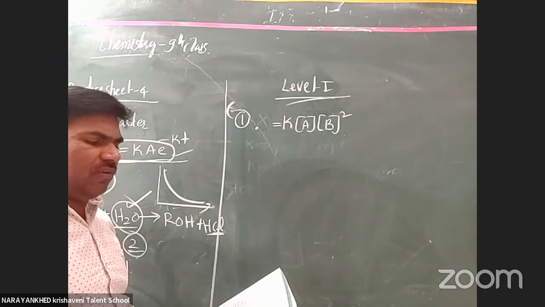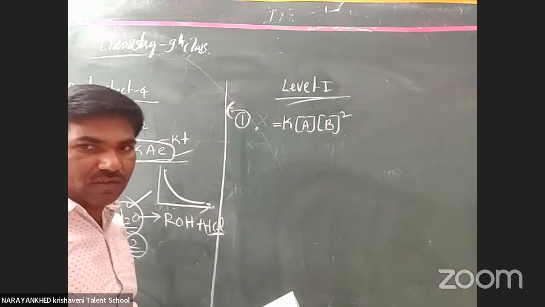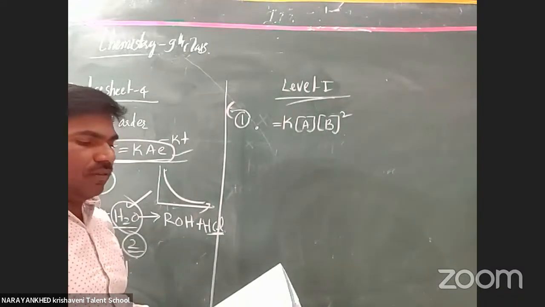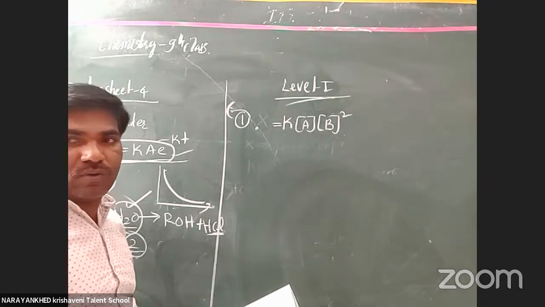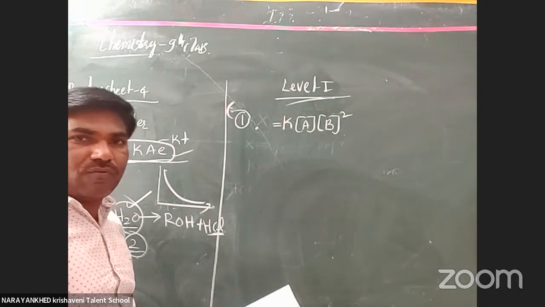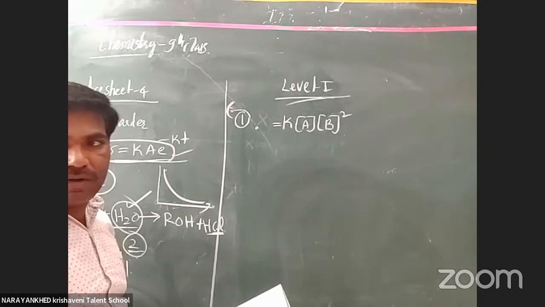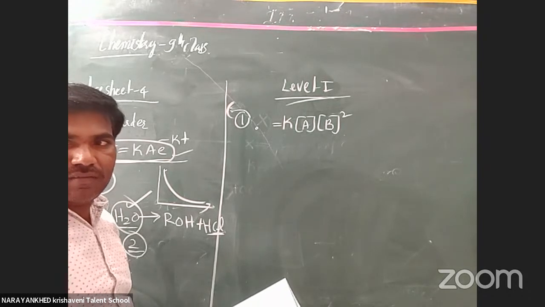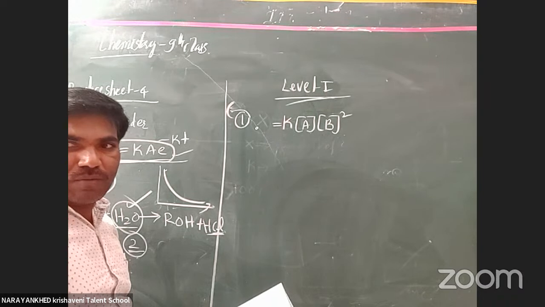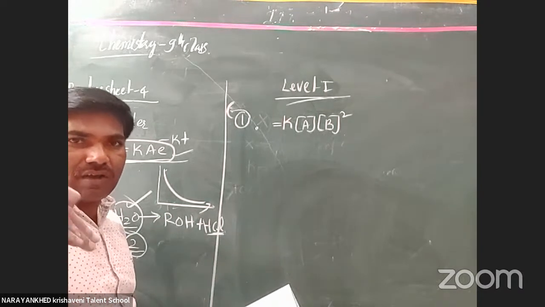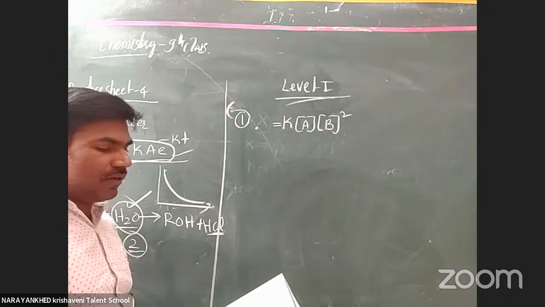If B is doubled, the reaction rate increases by a factor of 4. Yes, that is correct. Now the reaction is second order in B. Yes, that is correct. The overall order becomes 3, but the order of B is what? The power is 2. The powers of the concentration terms are called the order. That is why it is correct.